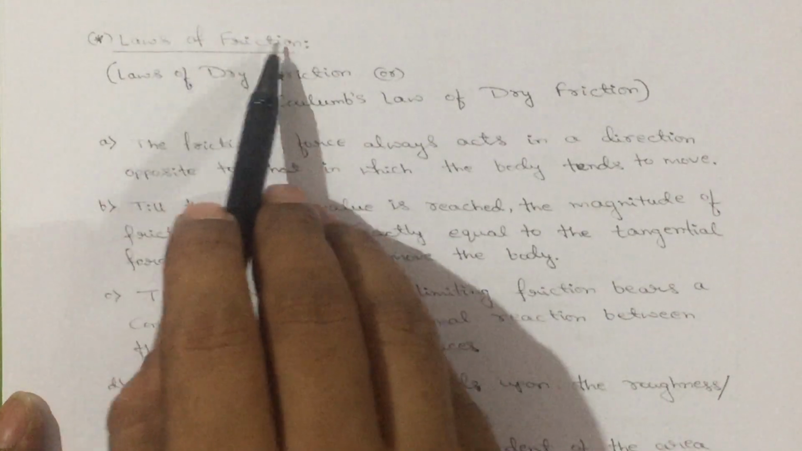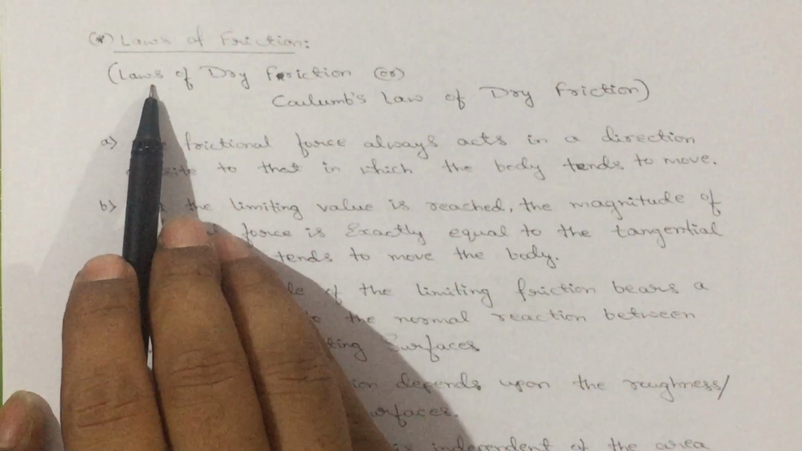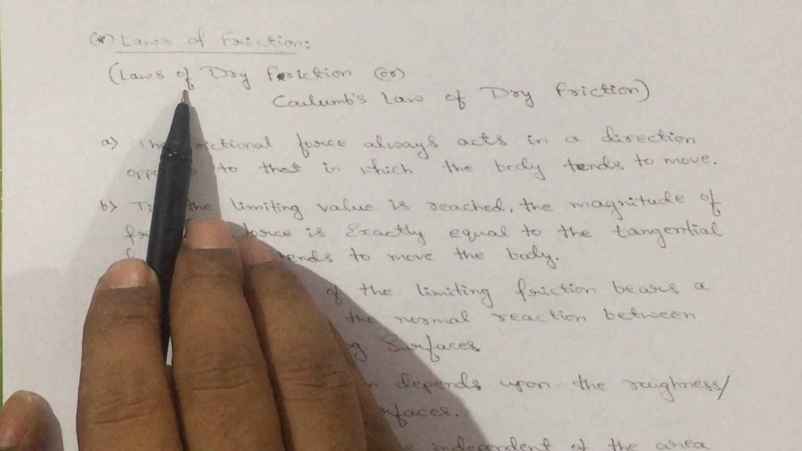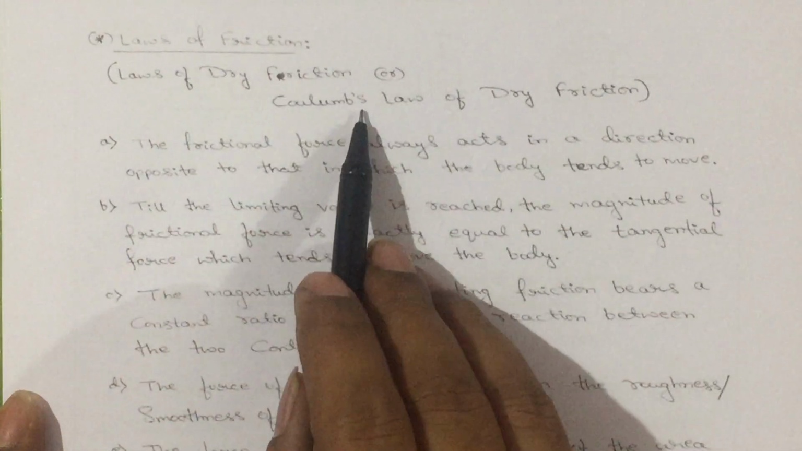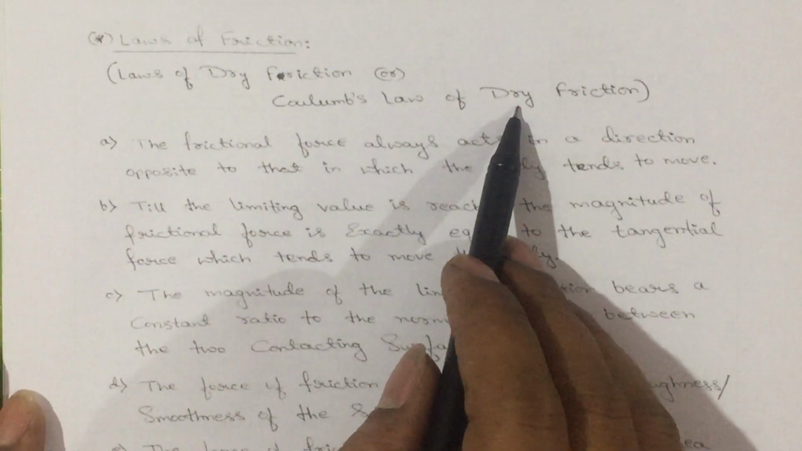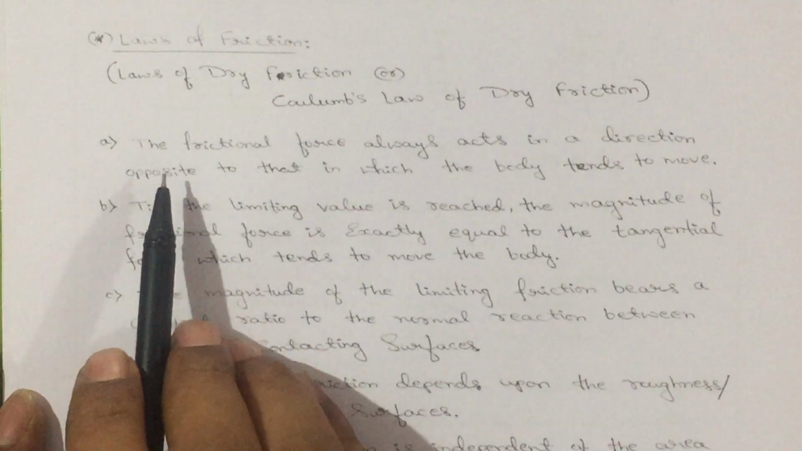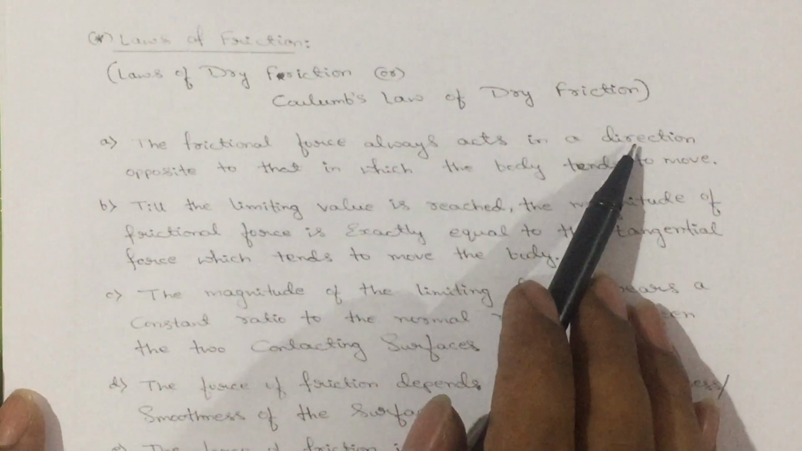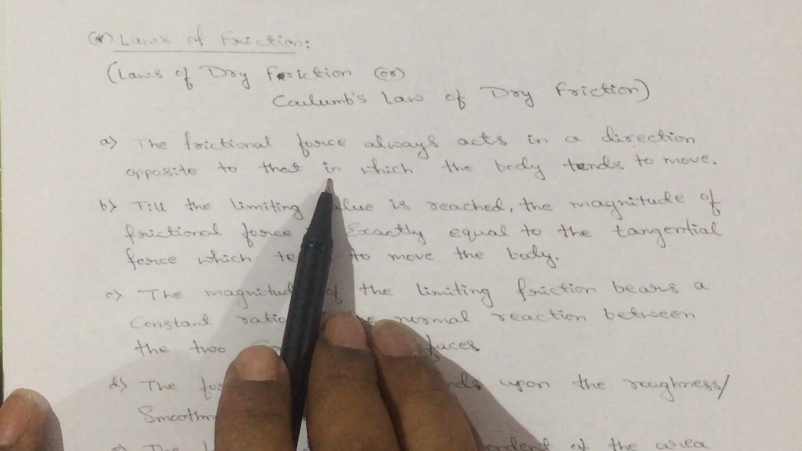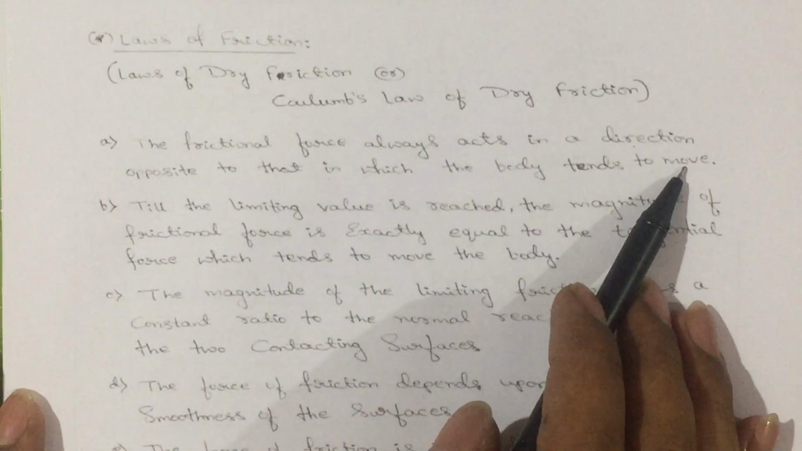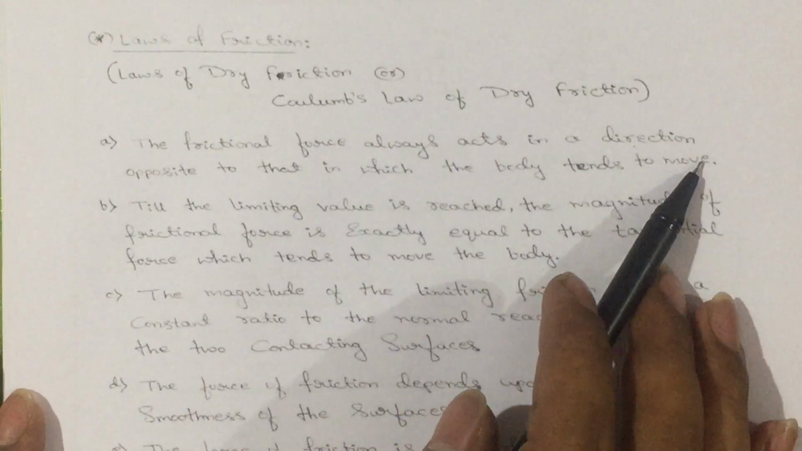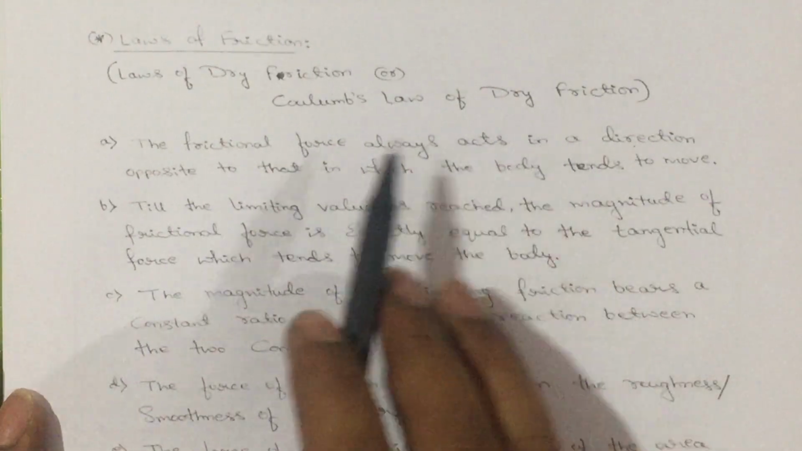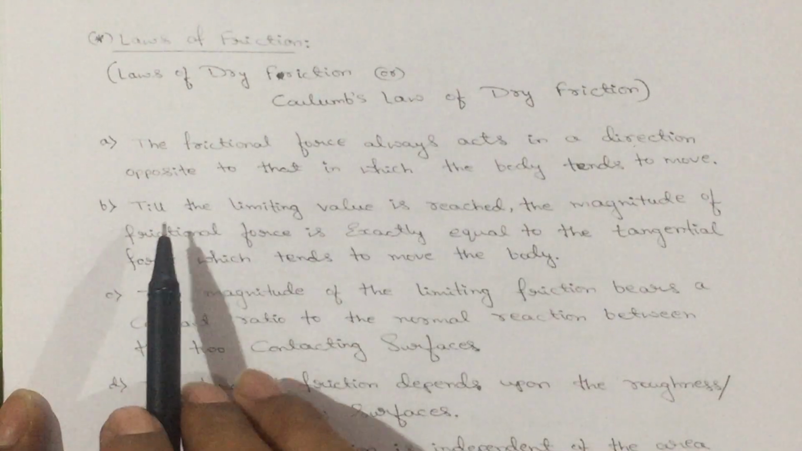What are the laws of friction? Usually we call them the laws of dry friction or Coulomb's law of dry friction. Now, we will see them one by one. The frictional force always acts in a direction opposite to that in which the body tends to move. If the body is moving in the rightward direction, then the friction will develop in the leftward direction.